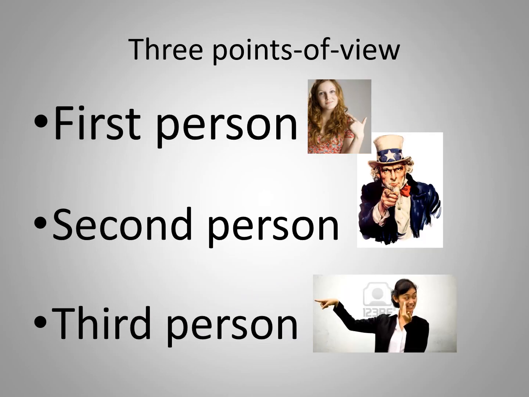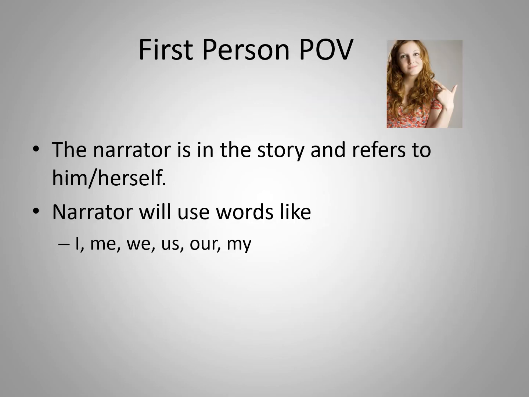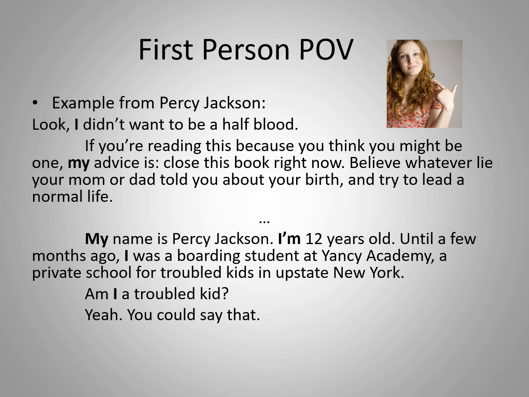So there's three types of points of view. There's first person, second person, and third person. For first person point of view, the narrator is in the story and he's referring to him or herself. You'll know that they're in the story and that it's first person because they use words like I, me, we, us, our, or my. So if you see those words inside the story, those are what's going to help you understand what point of view it is.